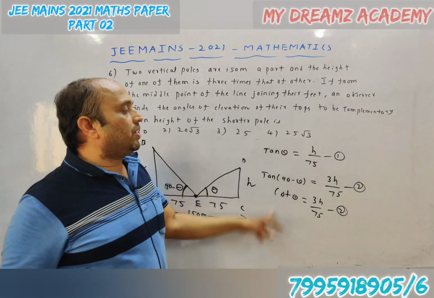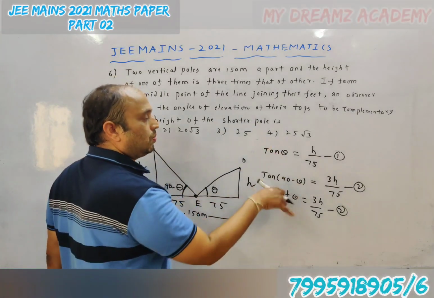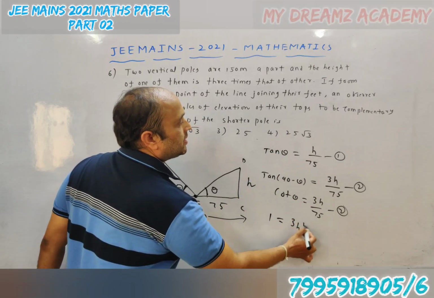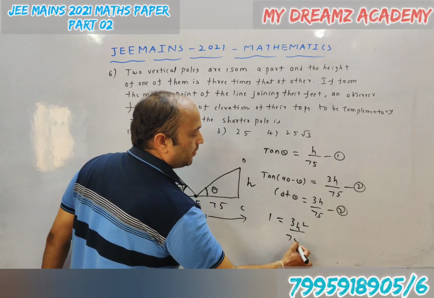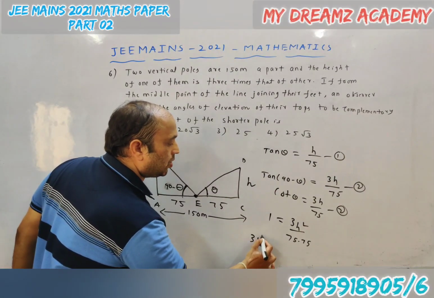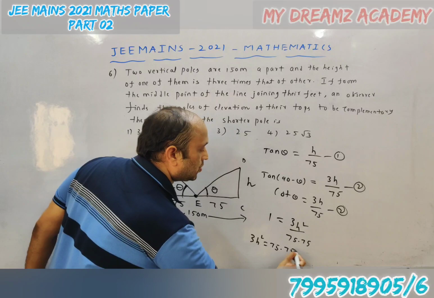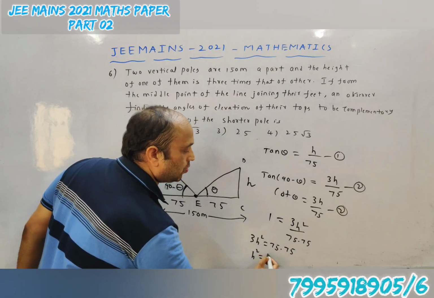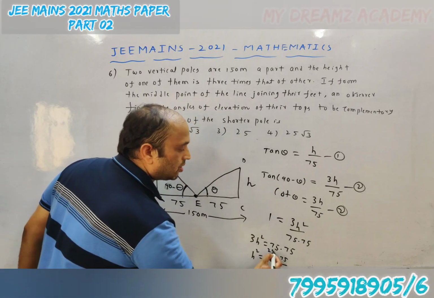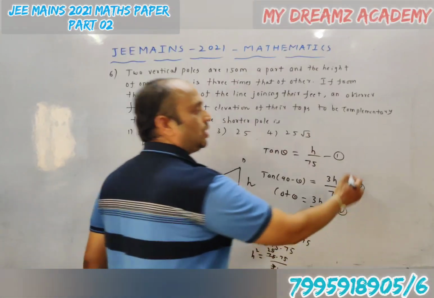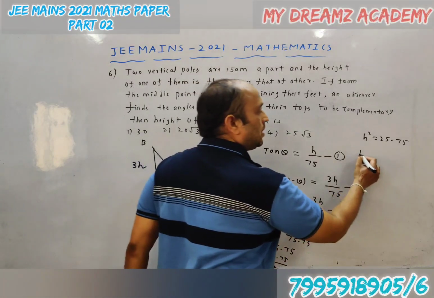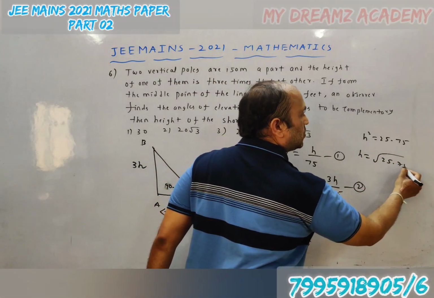Now from these two we can find the h value directly. Just multiply these two. Here tan theta into cot theta is 1, equal to 3h square by 75 into 75. So 3h square is equal to 75 into 75. H square is equal to 75 into 75 by 3. 3 ones are 3, 3 twos are 6, 3 fives are 15. So h square is equal to 25 into 75. Or h is equal to under root of 25 into 75.